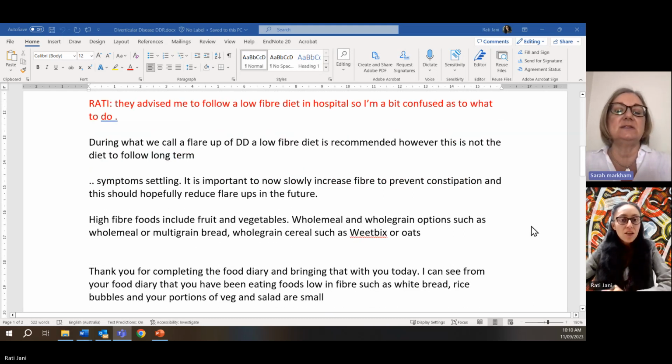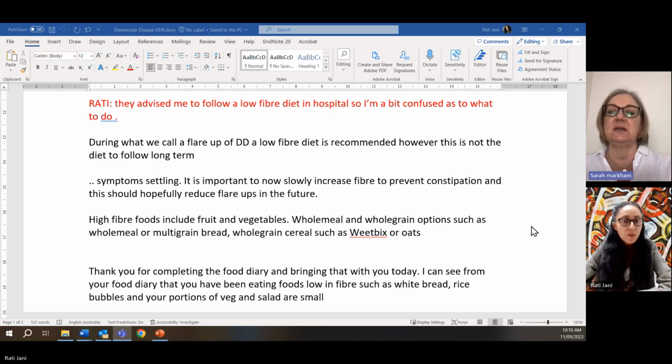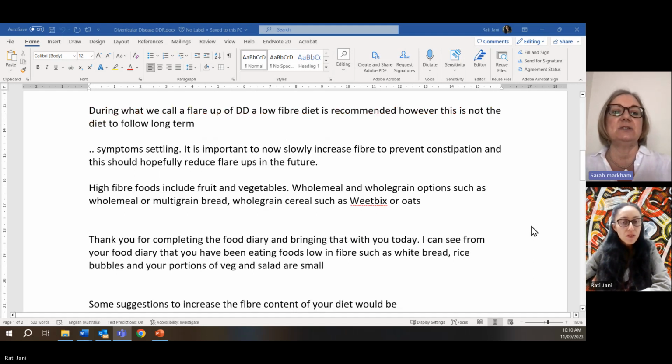Okay, so yes, it is often confusing for patients, but when you have what we call a flare up of your diverticular disease, a low fiber diet is recommended so that it helps to allow your gut to heal a little while you've been suffering those uncomfortable symptoms. Now, from what I understand, your symptoms, the pain and the diarrhea, have started to settle. So it's now important that we slowly increase the fiber content of your diet to prevent constipation. And this should help prevent further flare-ups in the future.